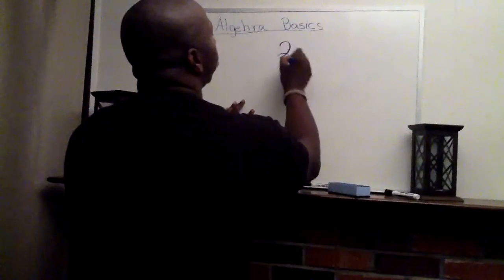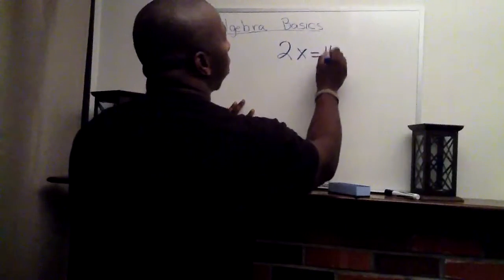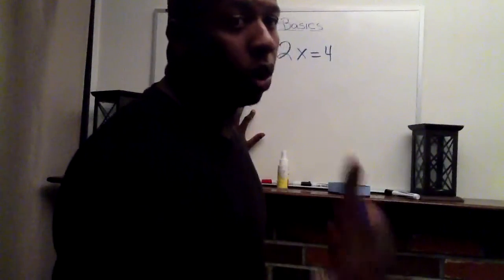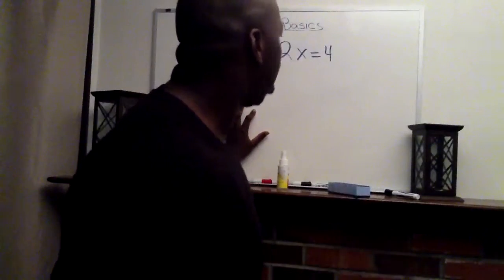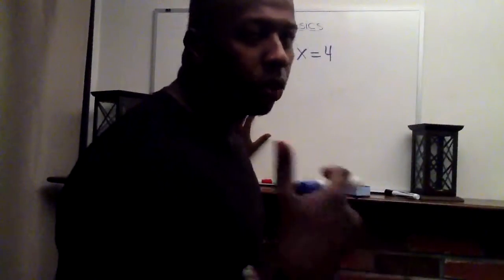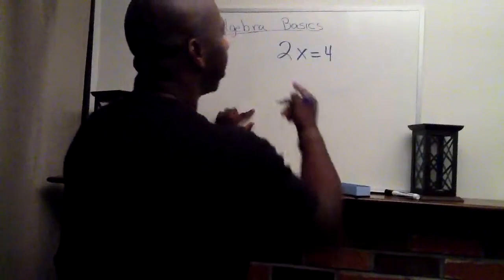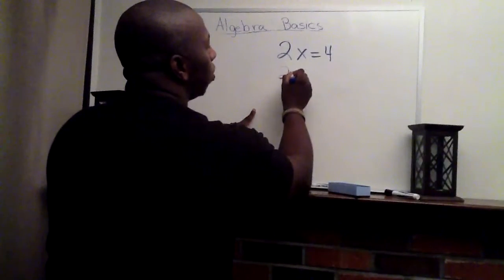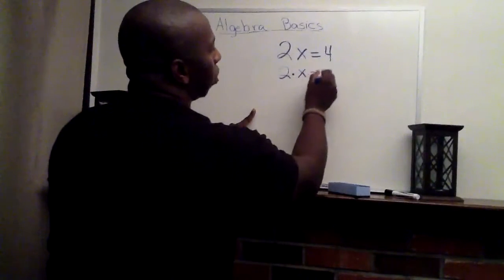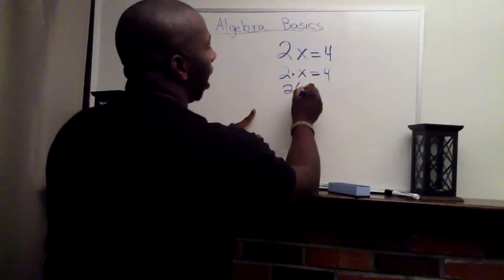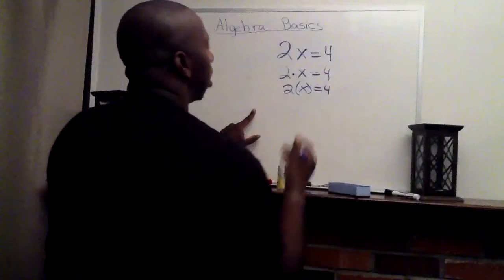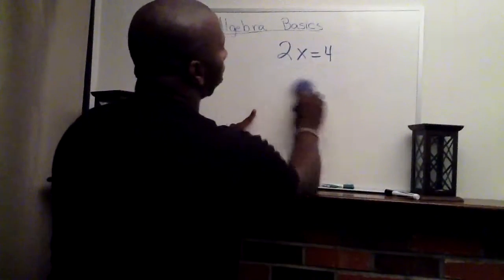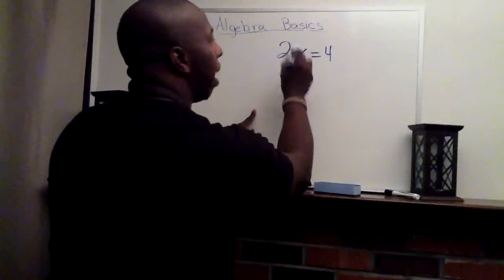Let's say we have 2x is equal to 4. The question at this point is, we always want to know what is the variable, what is the unknown. In other words, what is x? So in this case, 2x equals 4 is the same thing as saying 2 times x equals 4. Keep that in mind. So 2x equals 4. That means 2 is being multiplied by x.